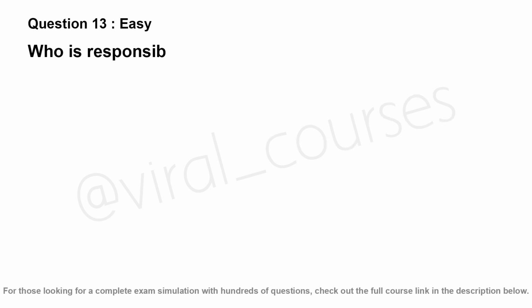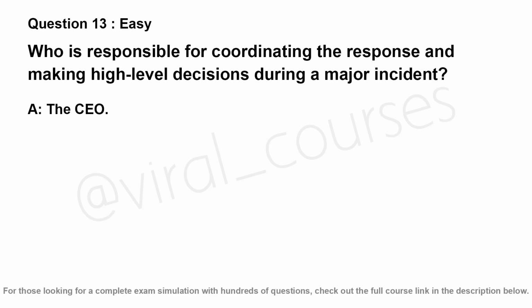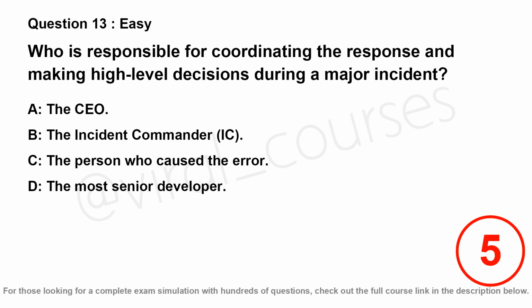Who is responsible for coordinating the response and making high-level decisions during a major incident? Option A. The CEO. Option B. The incident commander, IC. Option C. The person who caused the error. Option D. The most senior developer.